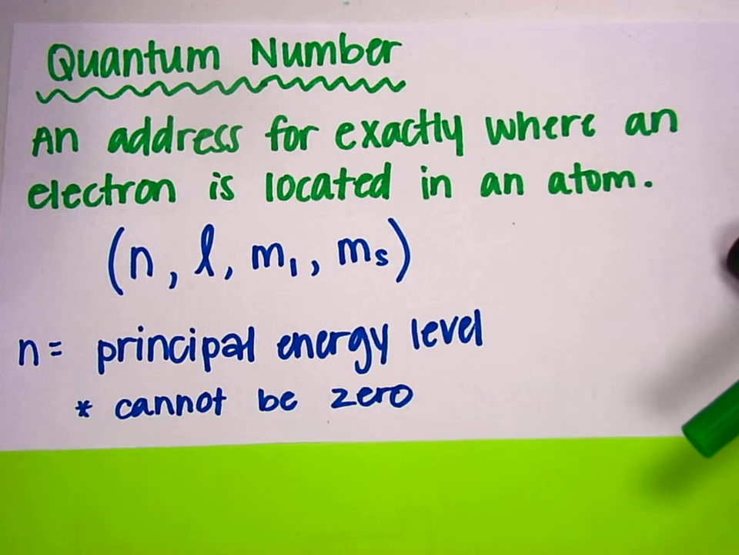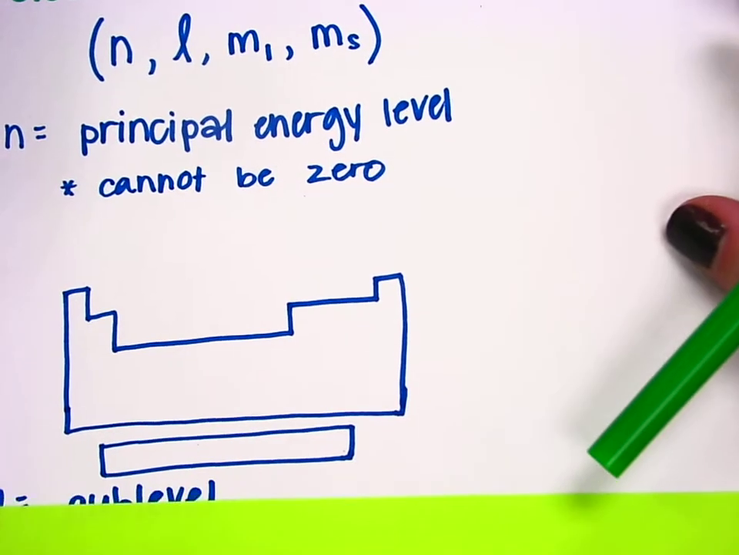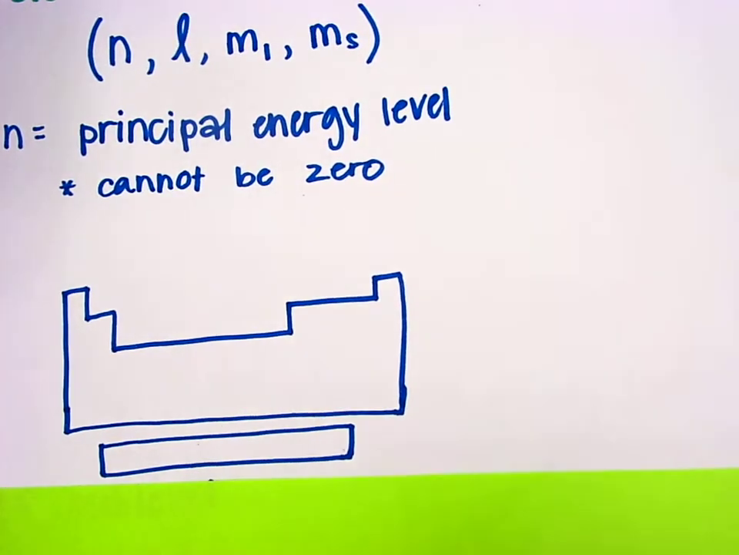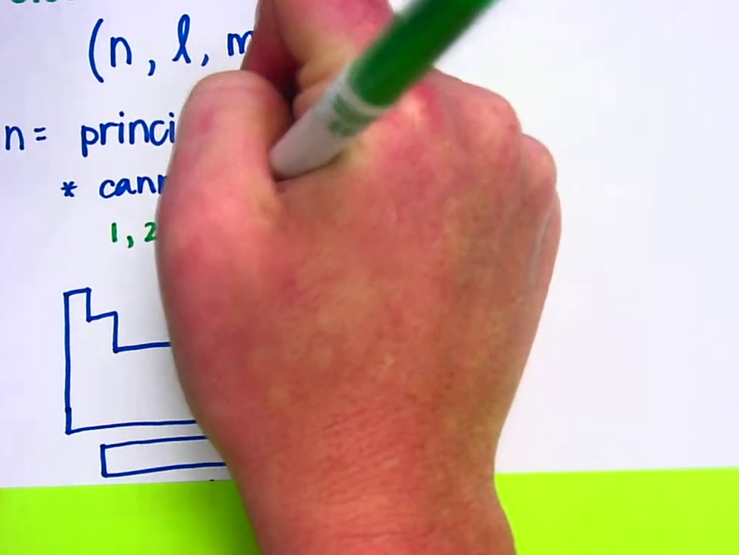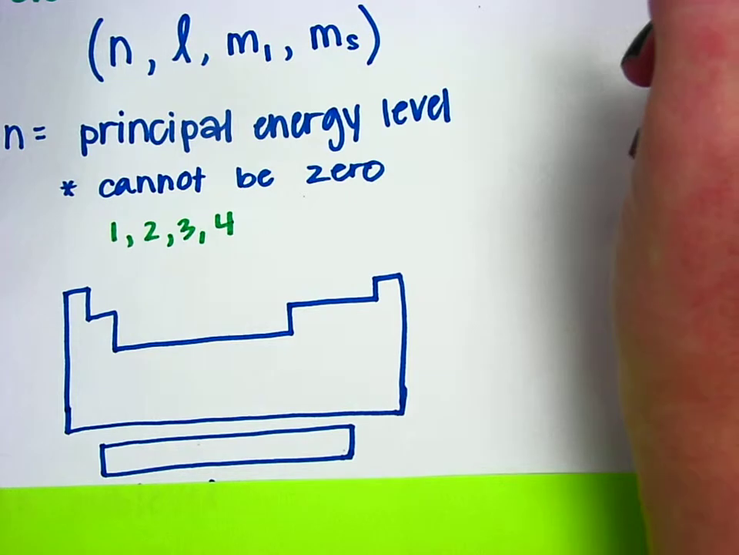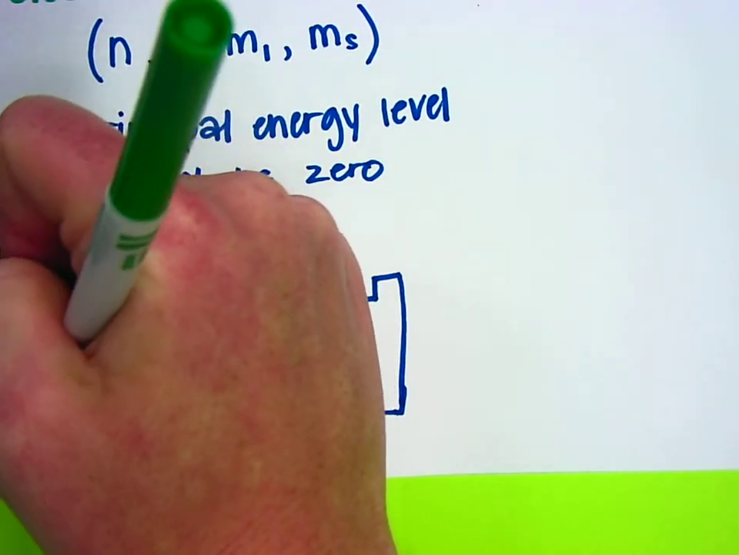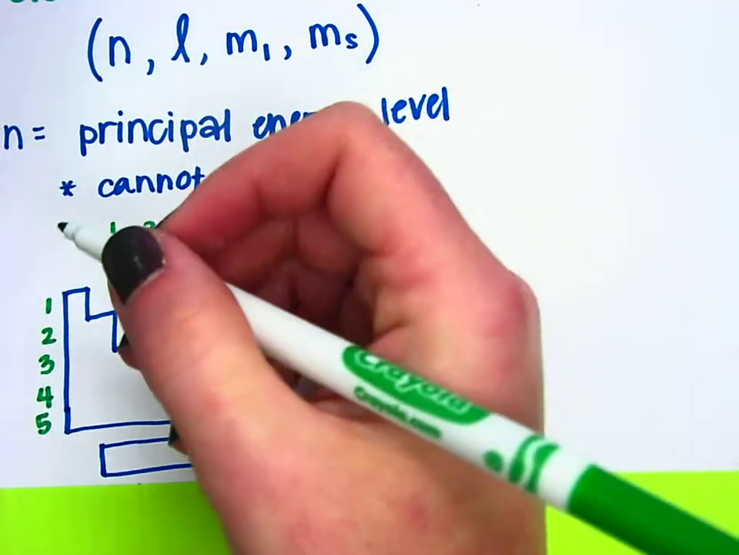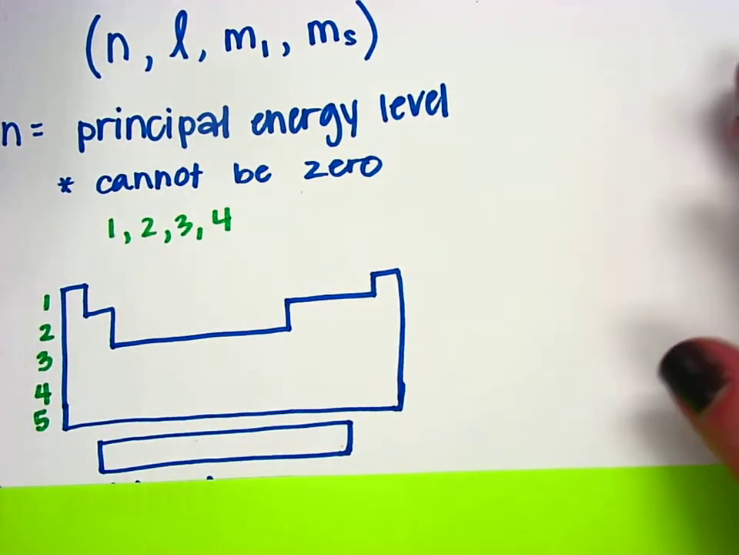And if you think about what we learned as far as electron configuration goes, the principal energy level is going to be the first number that we talk about when we talk about electron configuration. So the number cannot be 0. So it's going to be 1, 2, 3, 4, etc. Number 1 through 7. And if you think about that, that's the same thing as the period number on the periodic table. Okay, so that's the principal energy level.